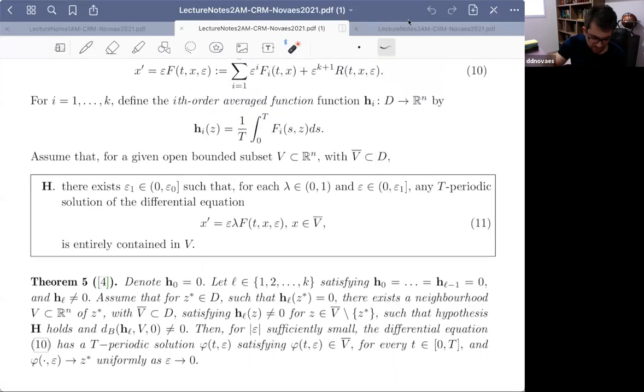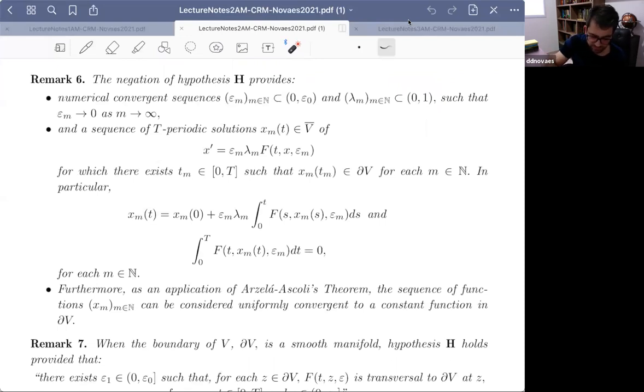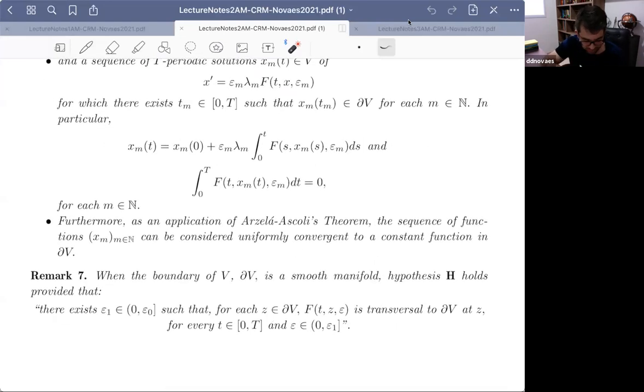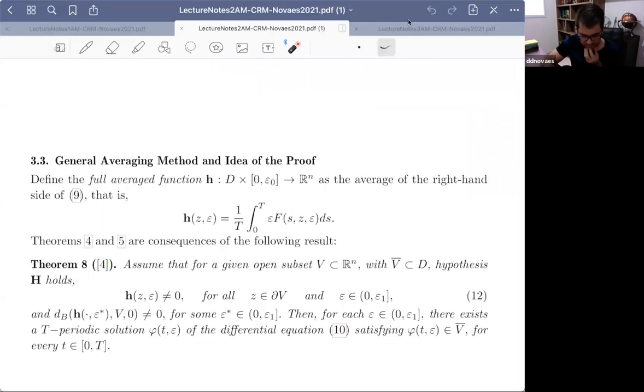We discussed also some consequences that come from the negation of hypothesis H. So when we have to check hypothesis H, we assume its negation, and we have this consequence. I'm not going to recall this now because it will appear in the application, and we will comment with more attention. And I also provided another property, a geometric property that is not equivalent to hypothesis H, but at least implies hypothesis H. Okay, so just a comment.